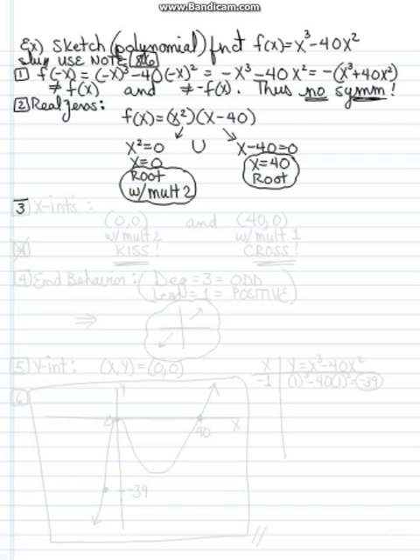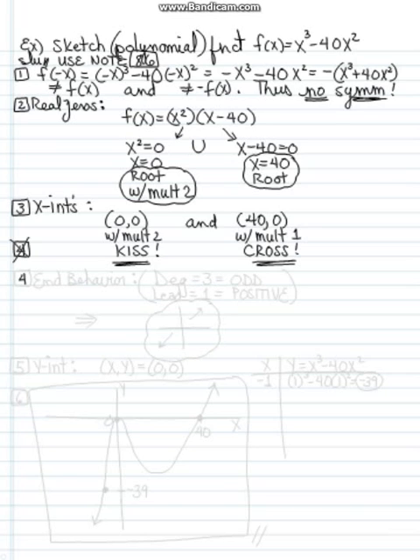Step 3 talks about x-intercepts. We've found them. The x-intercepts are going to be the ordered pair 0, 0 with multiplicity 2 and 40, 0. It's an ordered pair xy with multiplicity 1. We can go to step 4 and we can discuss the behavior. Oh, we're still talking about the behavior, so we're not ready for 4 yet. The behavior at the x-intercepts. Well, if it's an even multiplicity, that means we're going to have a kiss. So 2 is an even number, we're going to have a kiss at 0, 0. And multiplicity 1, 1 is an odd number, so we're going to have a cross at the ordered pair 40, 0.